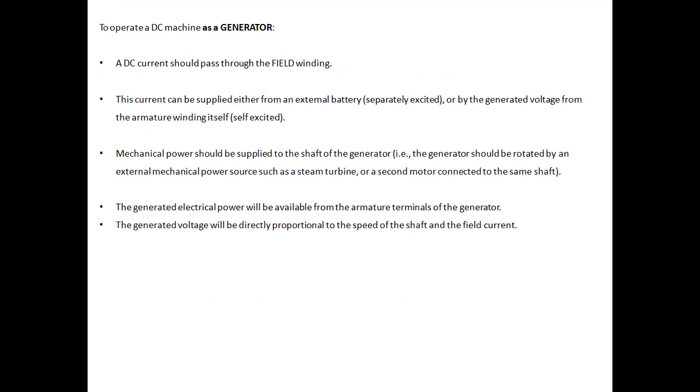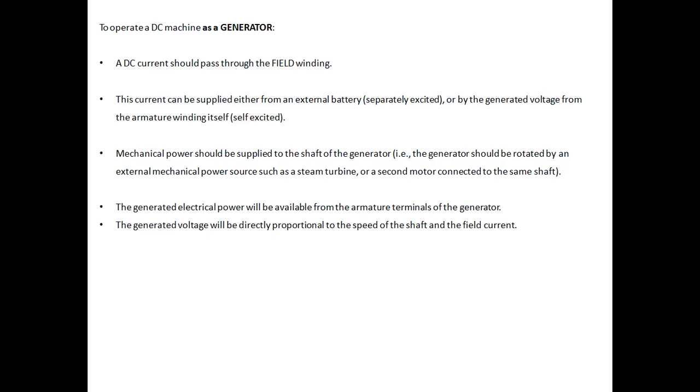So when we are supposed to use the DC machine as a generator, at that time, instead of direct power supply, we can give power supply through the field winding. A DC current will pass to the armature winding through the field winding, and this current can be supplied by a separately excited source. It means you can give external power supply to the field winding and to the armature winding, or you can give your power supply to the armature winding.